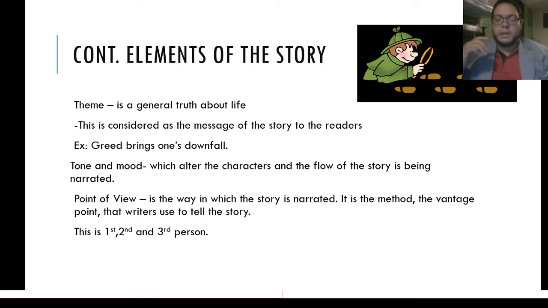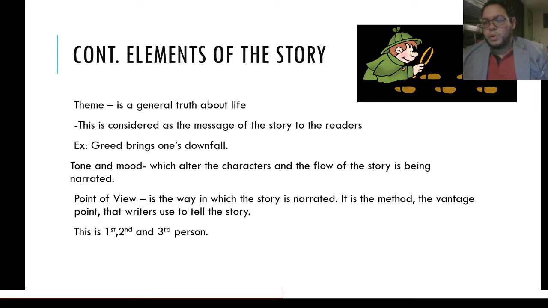So then we've got the themes. The themes are the general truths of our life. This is considered the message of the story to the readers. What did the author want to tell us? What is the message? Why did he write it? For example, greed brings one's downfall. So we read a story about money and how somebody wanted to get things, and greed made him fail in the end of the novel.